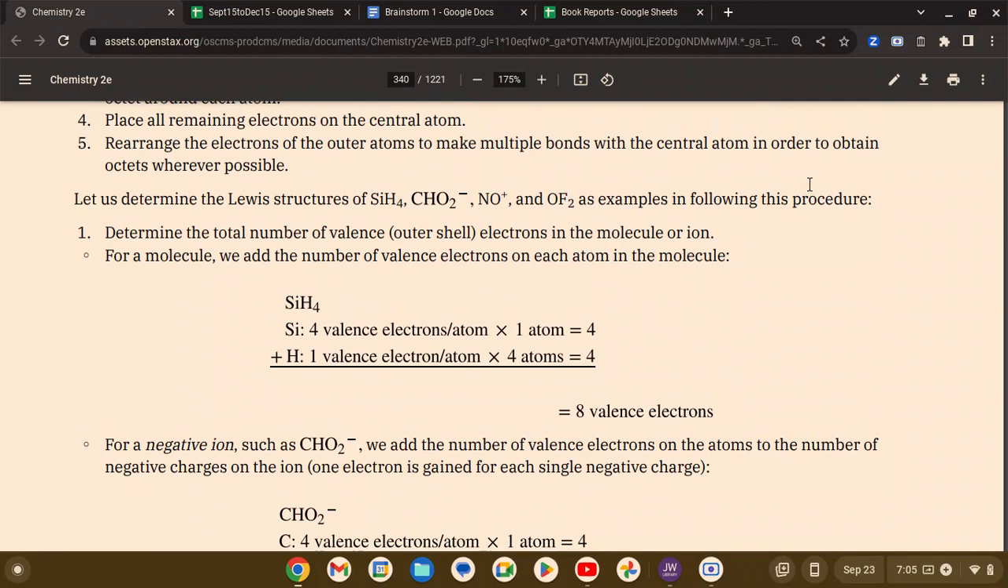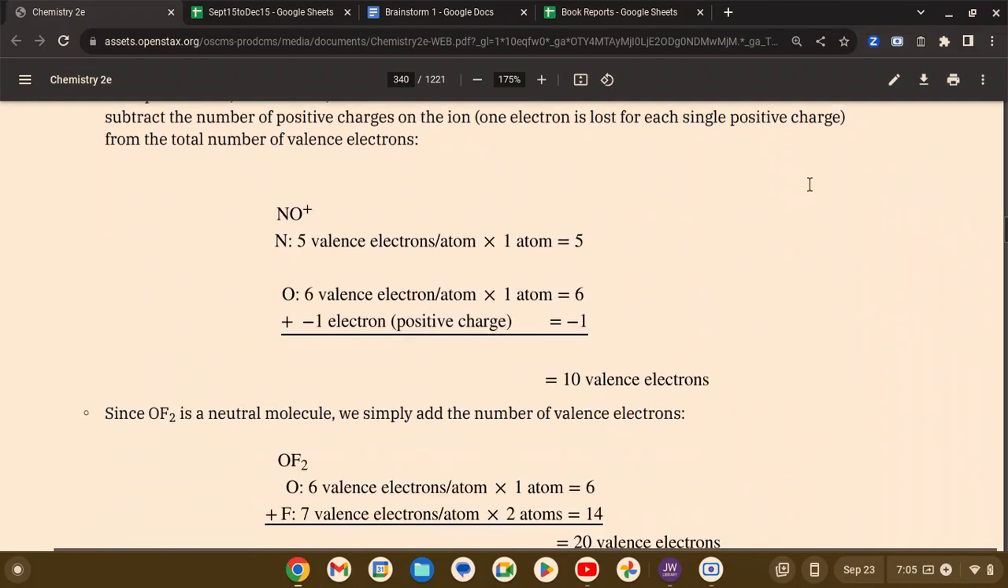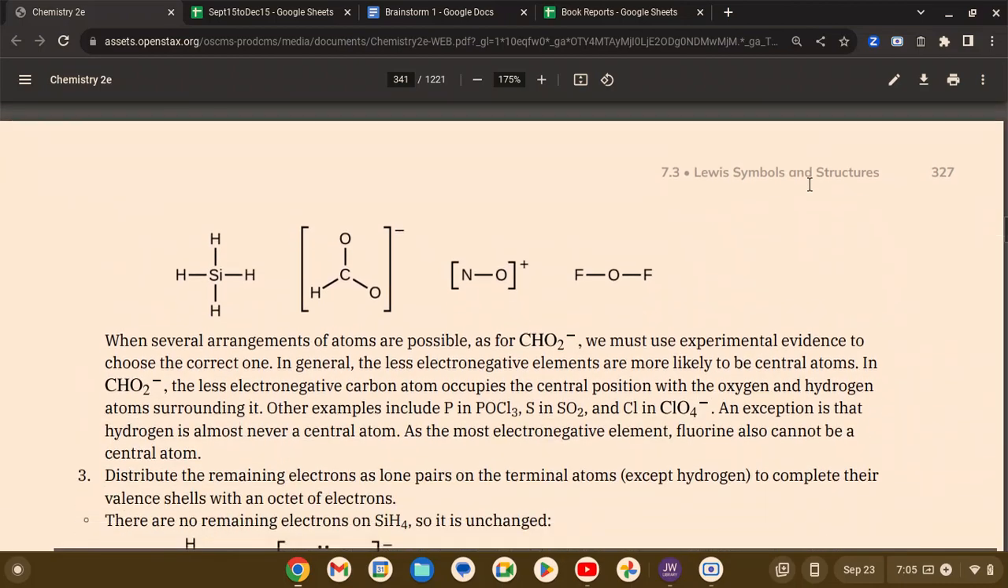1. I forget. Determine the total number of valence electrons. Oh, you're just going to show us how. So I was just going to go through. I'm not going to read any of that.